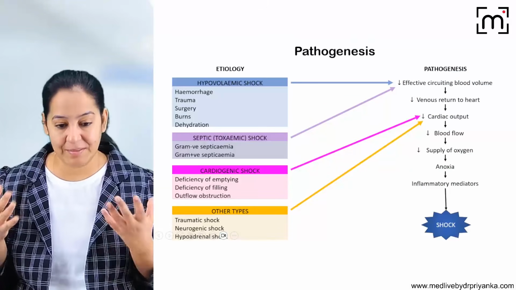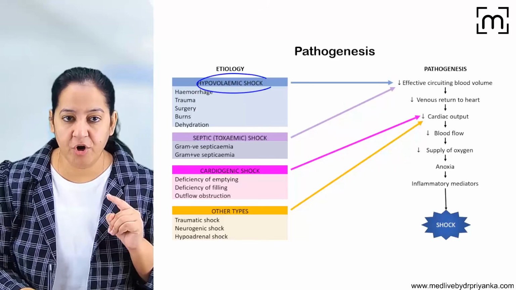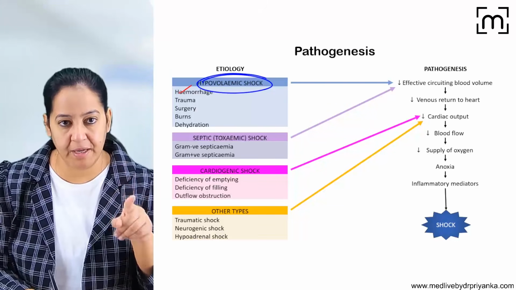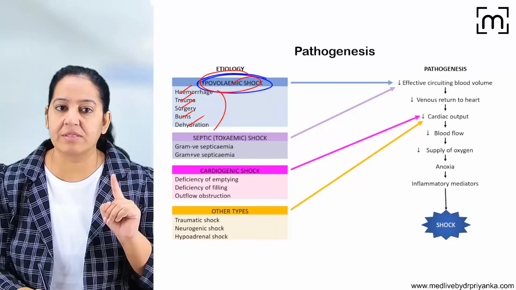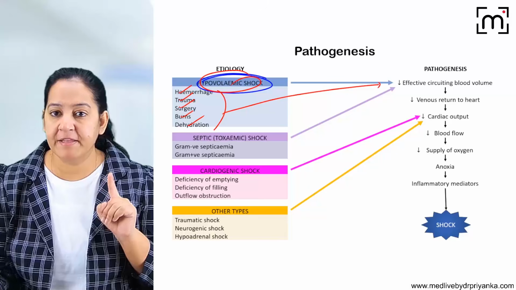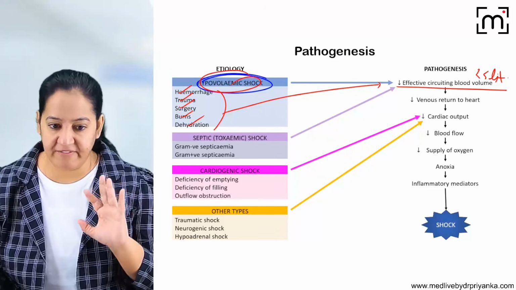Now what is the pathogenesis? You have to write down the pathogenesis like this. In hypovolemic shock, whatever is the cause, maybe hemorrhage, trauma, surgery, burns, dehydration, diarrhea, vomiting, ultimately in the body there is less blood, less than 5 liters of blood. Most of the blood is lost.